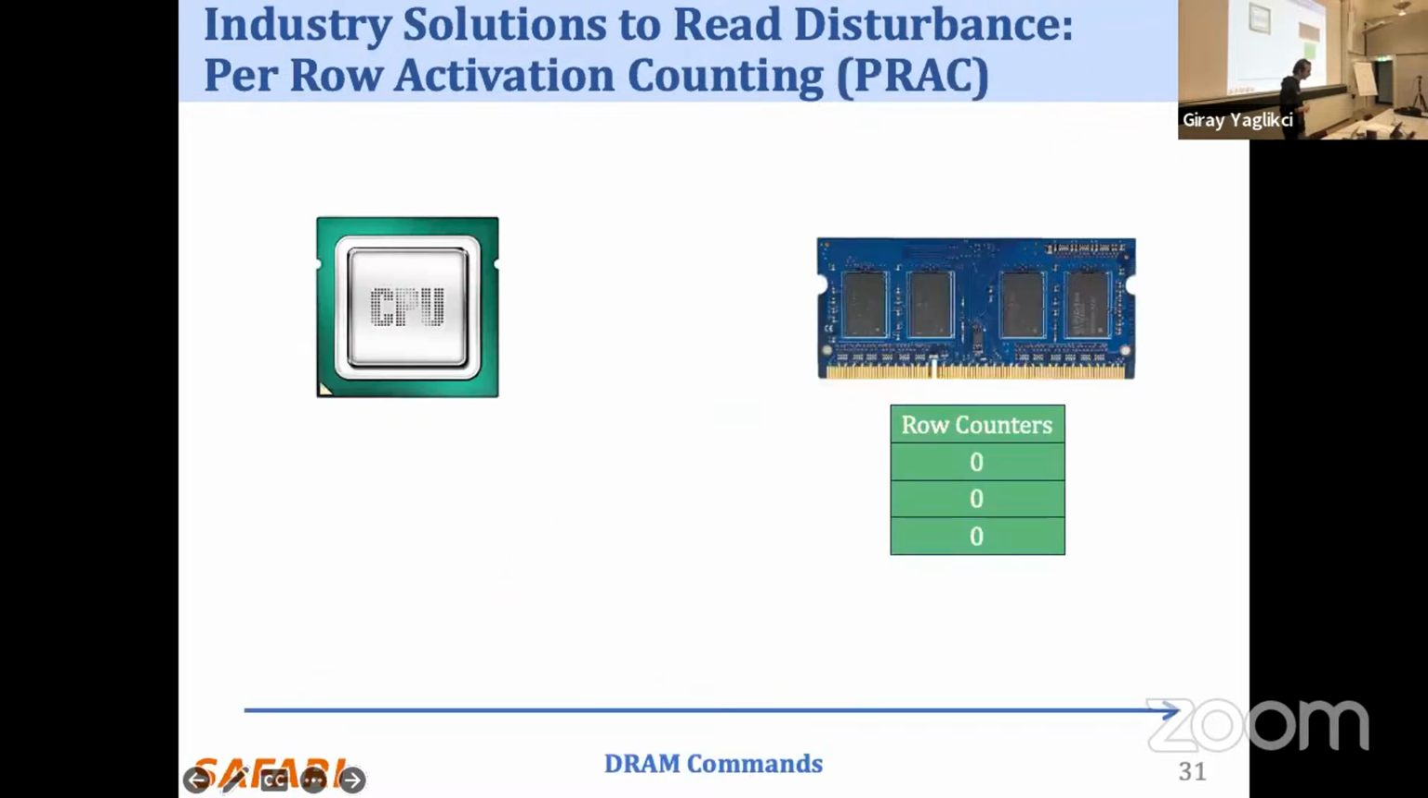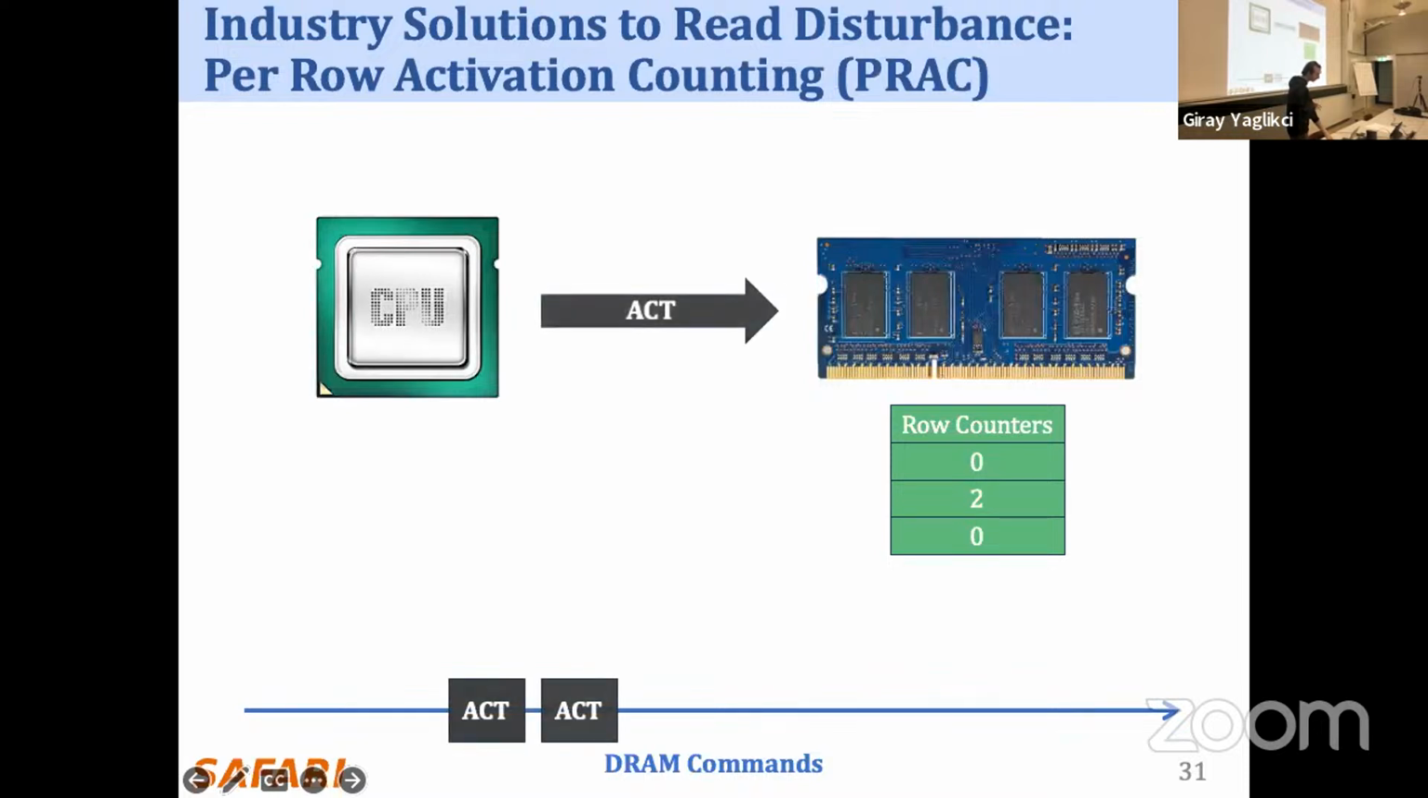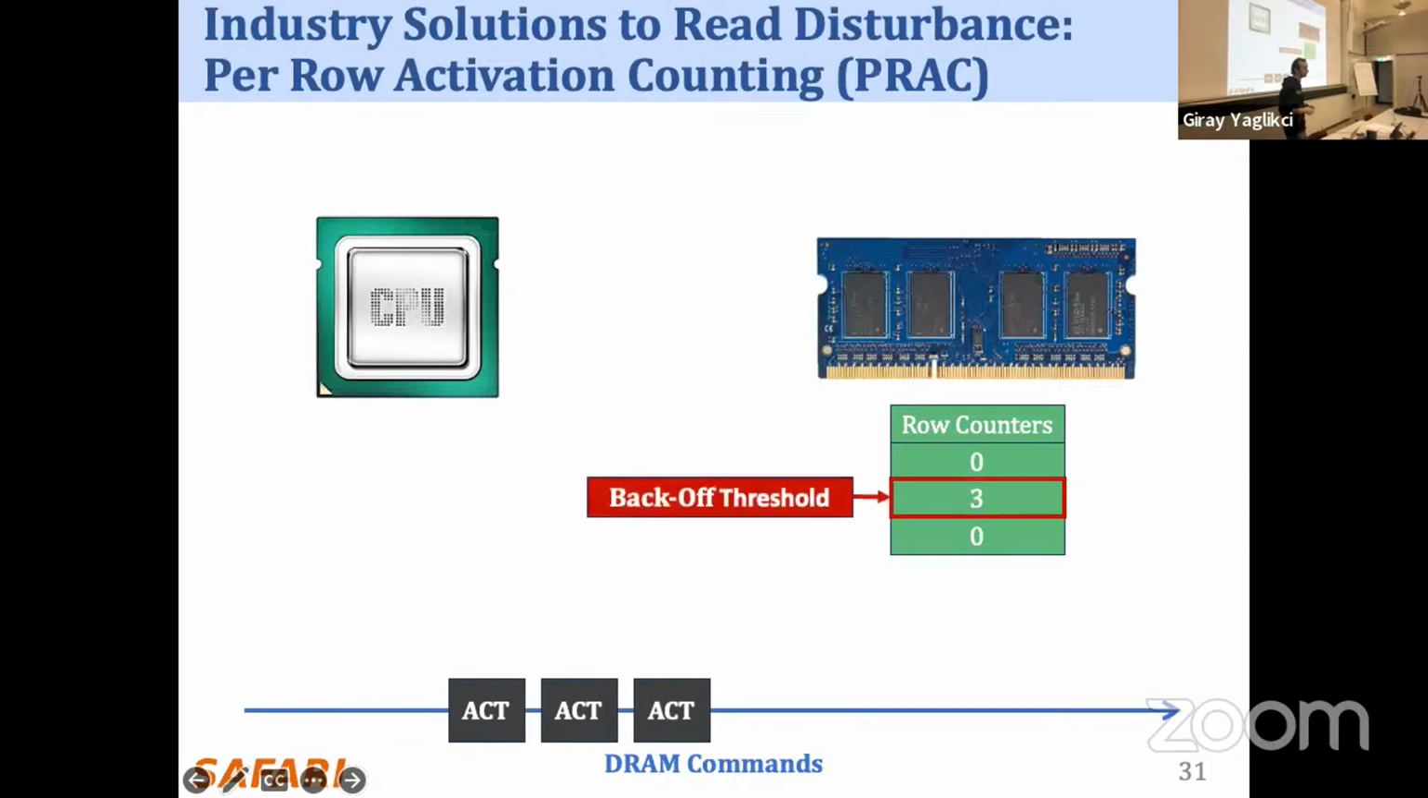So here I show another memory controller and DRAM module, but this time the memory controller is not performing any tracking, and the DRAM module has a pair of activation counters. In a PRAC system, the memory controller sends activates until one of the rows reaches a critical value, which we will call the backoff threshold. Once the backoff threshold is reached, the DRAM module sends a backoff signal to the memory controller, indicating that it needs time for preventive refreshes.